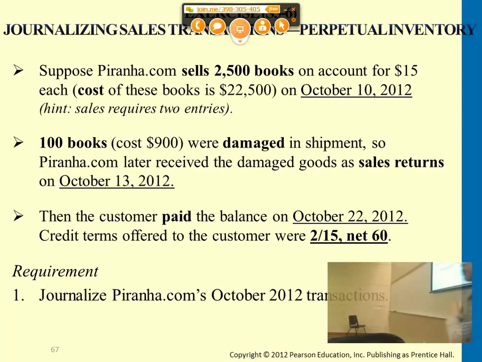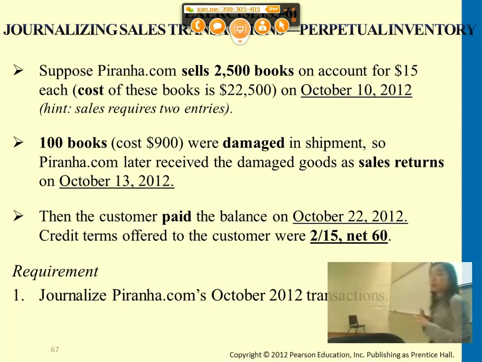All right, let's take a look at the first bullet point here for sales transactions. In any type of sales event, there are always two entries affected. You have one entry capturing sales revenue, the retail price that you're getting from the customer. Another entry captures the cost of the inventory.